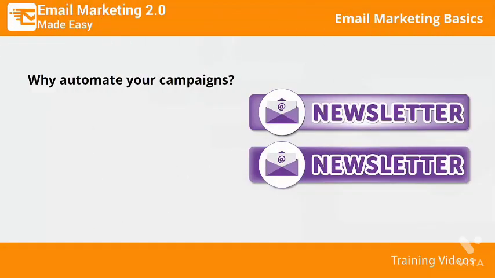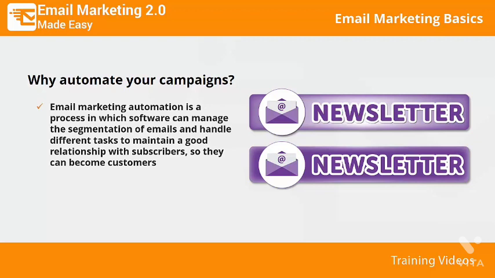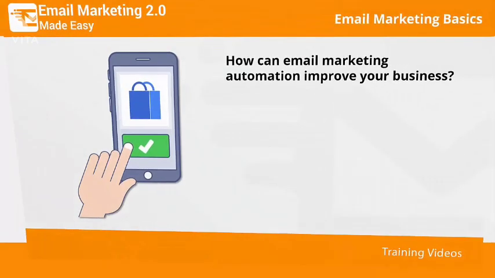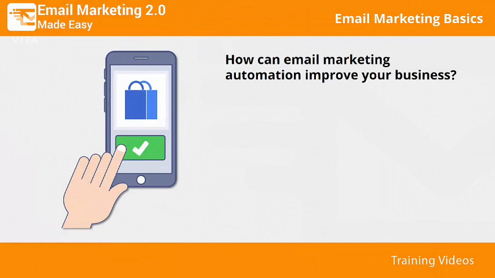Why automate your campaigns? Email marketing automation is a process in which software can manage the segmentation of emails and handle different tasks to maintain a good relationship with subscribers so they can become customers. When you automate the process of email marketing, you can achieve better results and increase sales, all while saving time and money. How can email marketing automation improve your business?